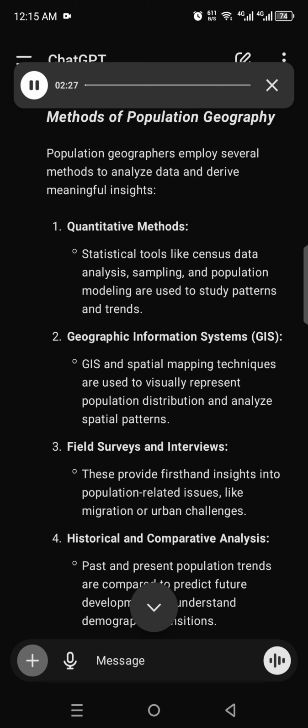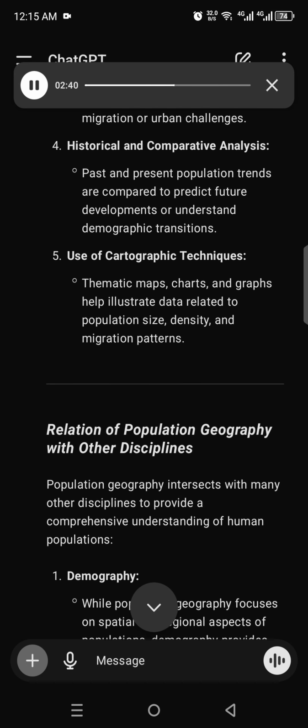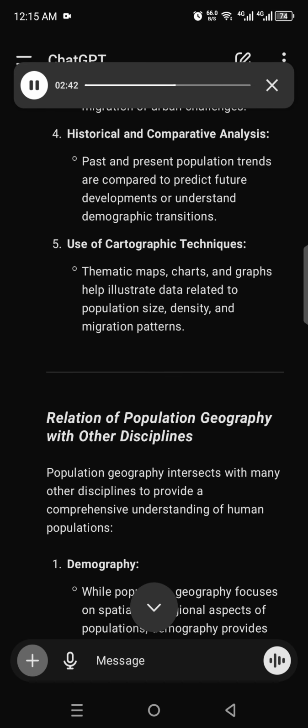3. Field surveys and interviews. These provide first-hand insights into population-related issues, like migration or urban challenges. 4. Historical and comparative analysis. Past and present population trends are compared to predict future developments or understand demographic transitions. 5. Use of cartographic techniques. Thematic maps, charts, and graphs help illustrate data related to population size, density, and migration patterns.